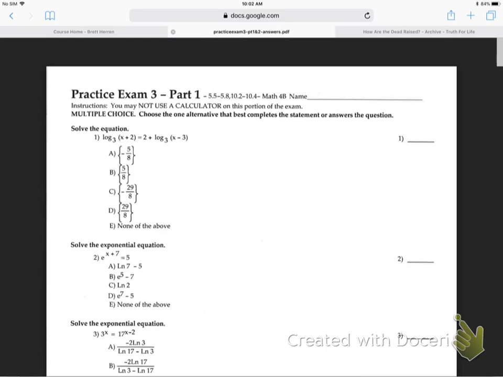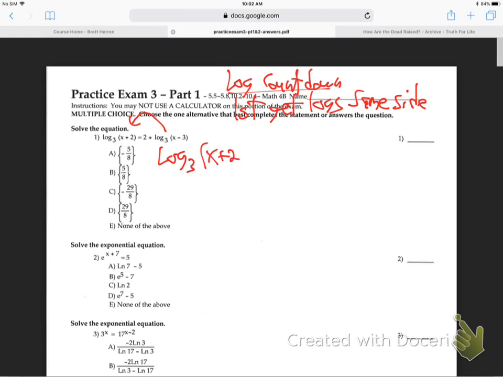So how do you solve number 1? What do you do for logs? You count down the logs. Remember the steps I wrote out for logs? It's called the log countdown. So first, get the logs on the same side. So I'm going to grab this log and jump it to the other side. So then I'll have log base 3 of x plus 2 minus log base 3 of x minus 3 equals 2.